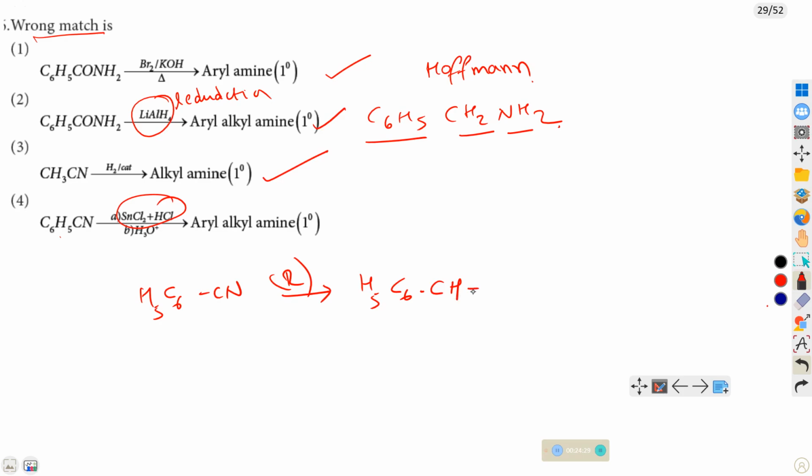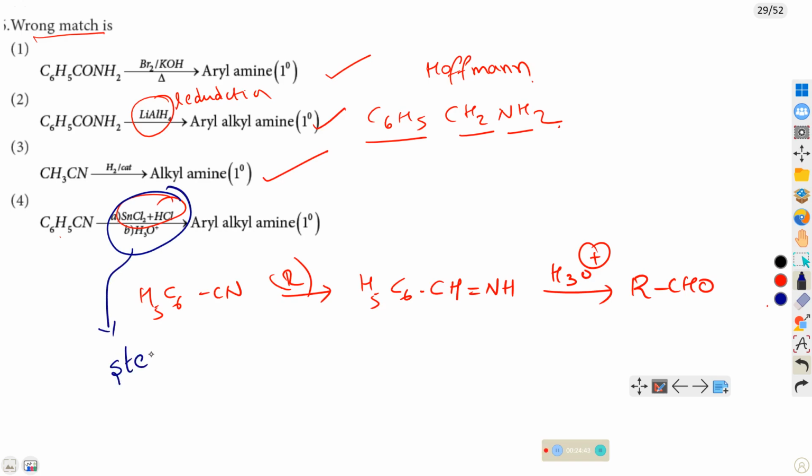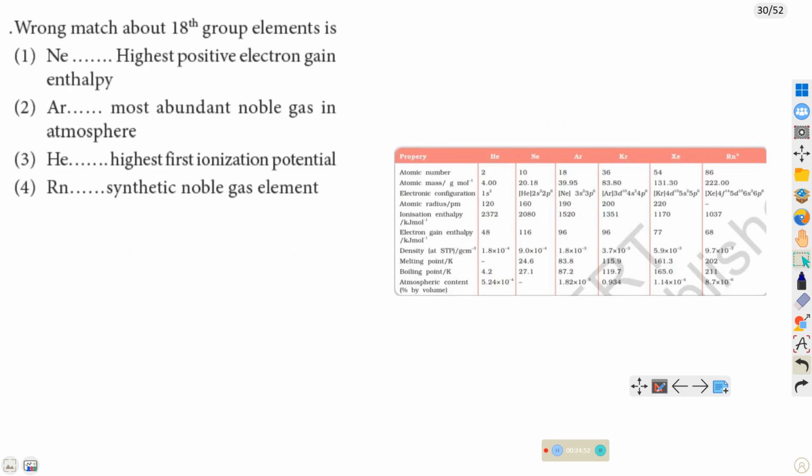CH=NH, which on further hydrolysis gives aldehyde. Here SnCl2 plus HCl, H3O plus. Name of the reaction is Stephen reaction. Gives aldehyde as a product. But here amine is given, so wrong match.